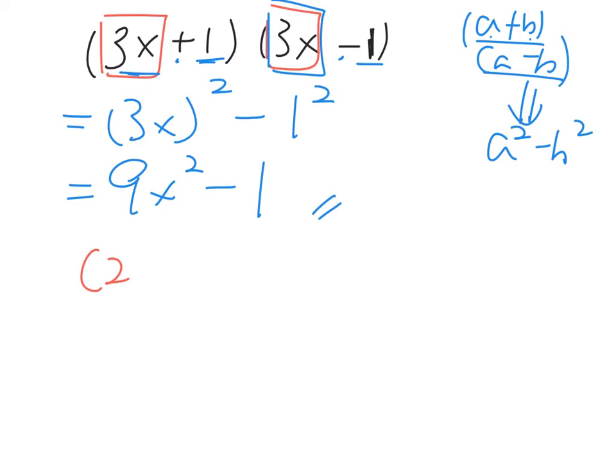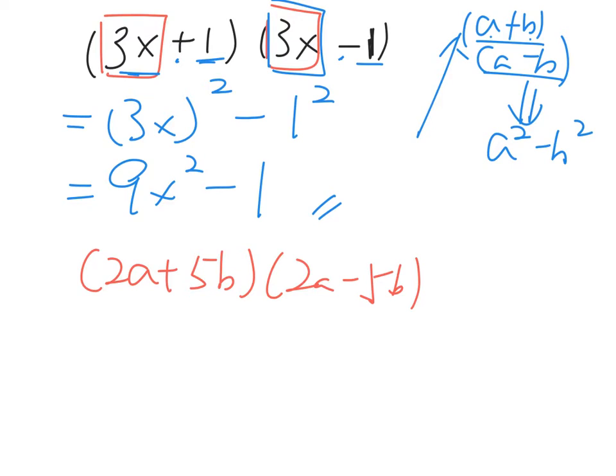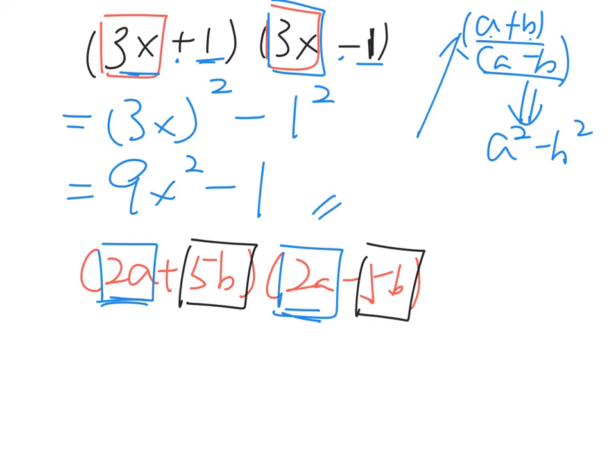And we consider 2a plus 5b and 2a minus 5b here. When you compare this one with this one, you find that a is replaced by 2a, both of them have the same 2a, and b is replaced by 5b. When you compare these, you find that these two are the same, these two are the same, and 1 plus, 1 minus. So you find that this one is also the a plus b times a minus b format. Only a is replaced by 2a and b is replaced by 5b.